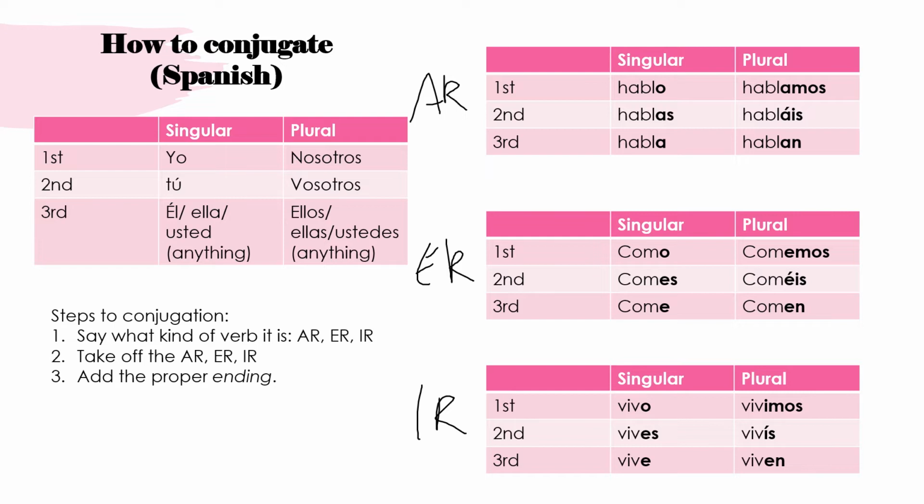Now, IR is extremely close to ER. It's almost exactly like it. We have o, we have es, we have e, and then it changes in these top two. We have imos instead of emos, and then we have ís instead of éis, and en. Once you've gotten those all finished, I would suggest you pause it until you finish writing down your endings. Remember, make sure you have your notes here until you've memorized these, and I suggest that you do memorize them. Make sure you have this on hand so you can refer back to it.